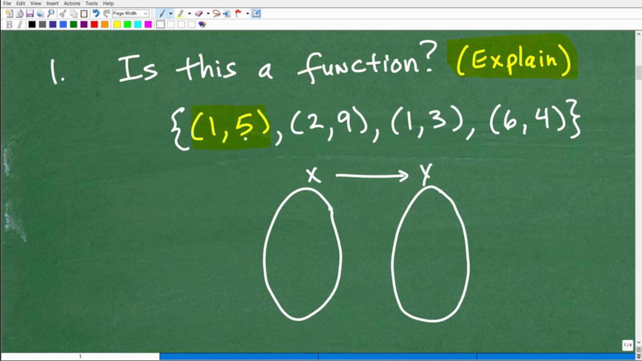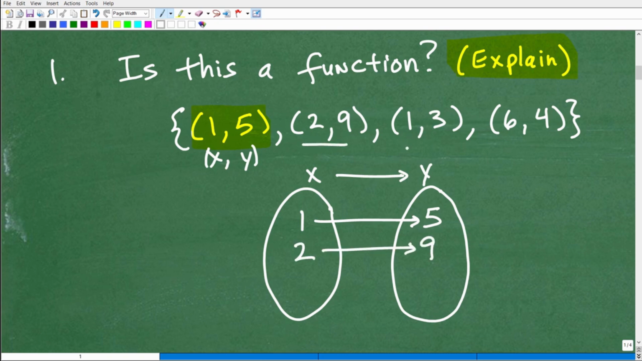So let's map out (1, 5). That's this right here. Remember, these are xy points. So 1 is pointing to 5. Now I'm going to go ahead and do this one. So 2 is pointing to 9. Let me do this one here. Then I'll come back to this one because this is going to be the telltale one right here. So 6 is pointing to 4.